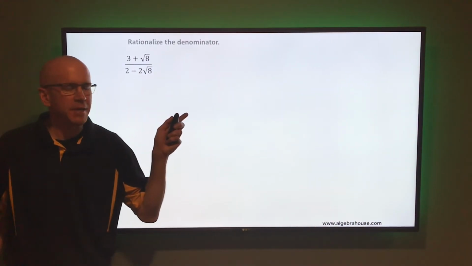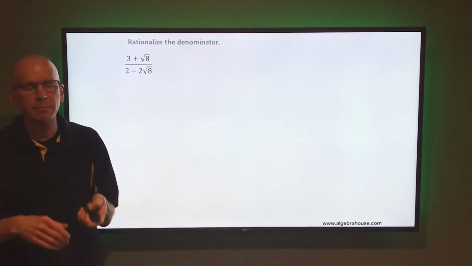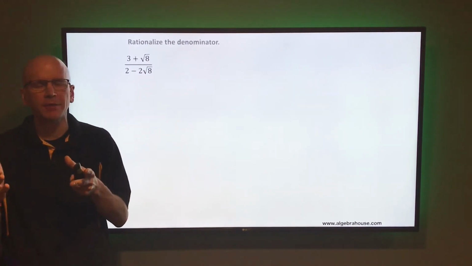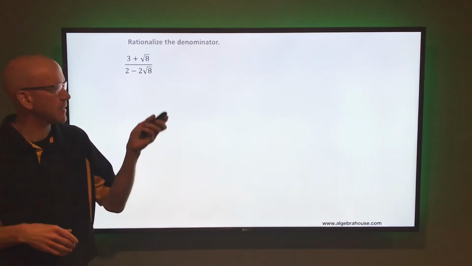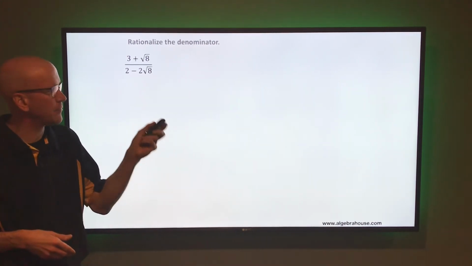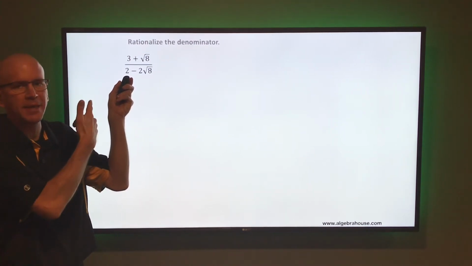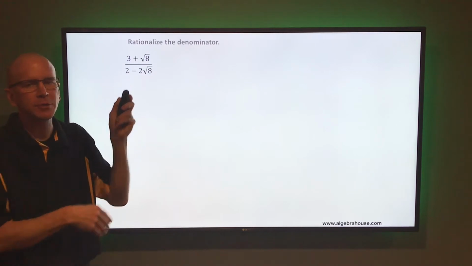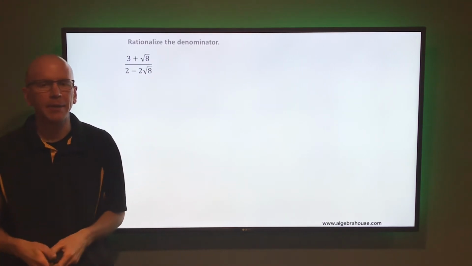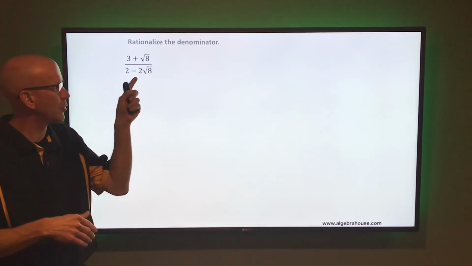Going to rationalize the denominator of 3 plus the square root of 8 over 2 minus 2 square root of 8. Now your first thought might be, since that's the square root of 8 there, I'll just multiply the top and bottom by the square root of 2, and that'd make that into the square root of 16. Well, the problem with that is you still have a radical sign left in the denominator. Because when you multiply the top and bottom by the square root of 2, you have to multiply that 2 by the square root of 2, and you would still have 2 times the square root of 2 in the denominator.